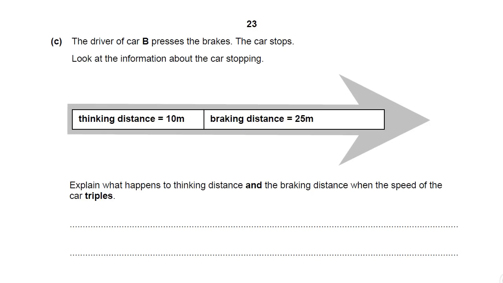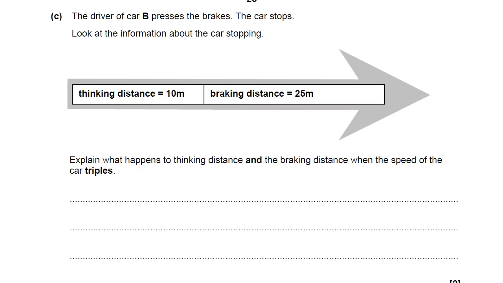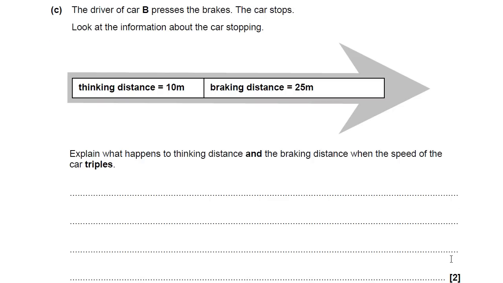This is about stopping distances. Now it's quite a complicated little question actually, and I've got a video all about forces and stopping. So if you fancy that, before having a go at this, maybe go check that video out. The driver of car B presses the brakes, the car stops. Now look at the information about the car stopping. There's quite a bit of information. The thinking distance is 10 meters and the braking distance is 25.